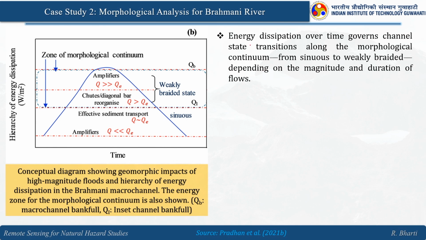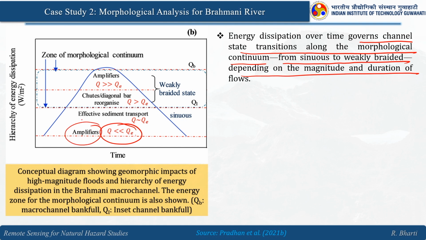Here you can see the energy dissipation over time governs channel state transition along the morphological continuum from sinuous to weakly braided depending upon the magnitude and duration of the flow. So, here when we have the Q very less than QE, that is the effective discharge, right, then you have the amplifiers, then effective sediment transport, here you have the sinuous, then you have chute and diagonal bar recognized, then amplifiers, right.